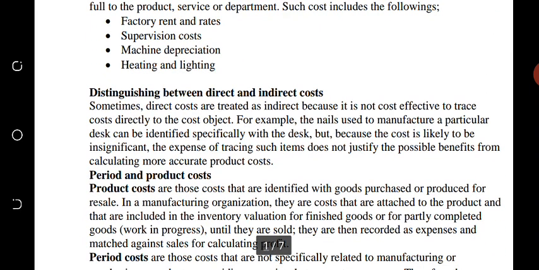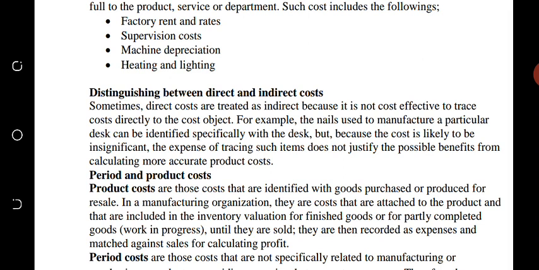We do not always distinguish between direct and indirect costs. Sometimes direct costs are treated as indirect because it is not cost effective to trace them directly to the cost object. The major difference between direct and indirect costs is that direct costs can be traced to a particular cost object, while indirect costs cannot be traced to a particular cost object.